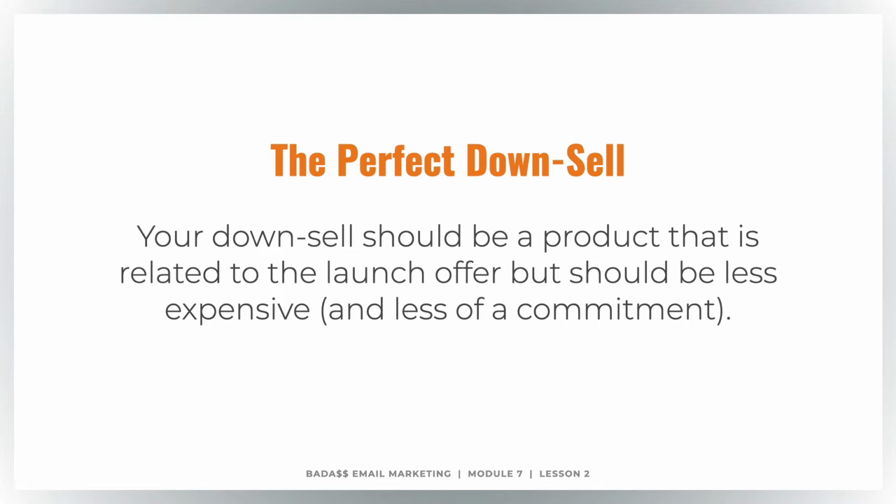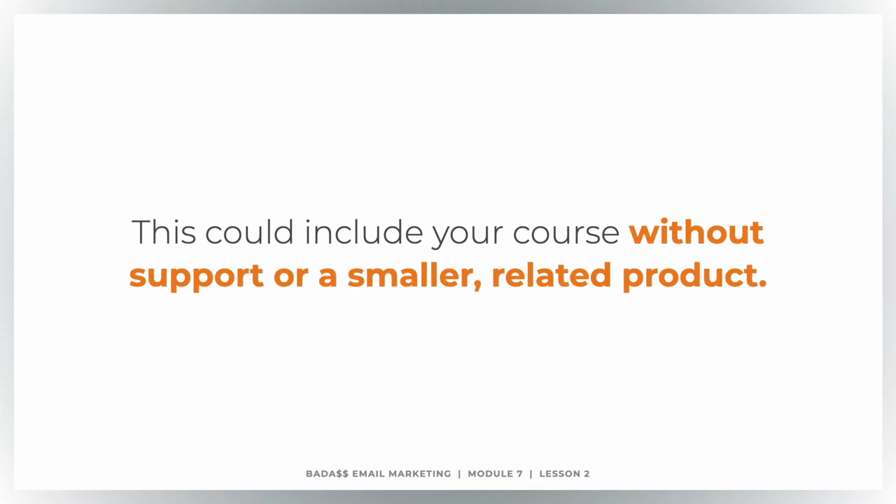Now, the thing I want you to also think about is it could be your course without support, for example, if you're offering an online course, or a smaller related product like I did with downselling from the template library into individual templates. So that's an example of a smaller related product. You can see how there are myriad options, but they should be related and they should be a smaller type of commitment and smaller price.